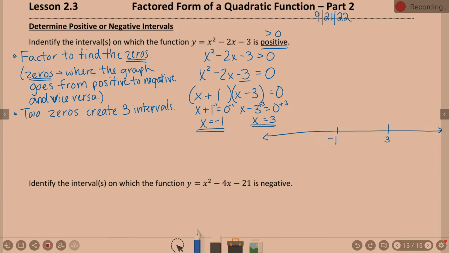Is my equation positive or negative? In between -1 and 3, is my equation positive or negative? And to the right of 3, is my equation positive or negative? Now, we don't know the answers to those right now. We're going to have to work to find those. Thoughts on how I can find whether it's positive or negative here, here, and here?